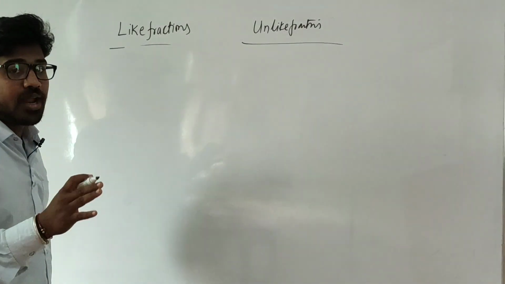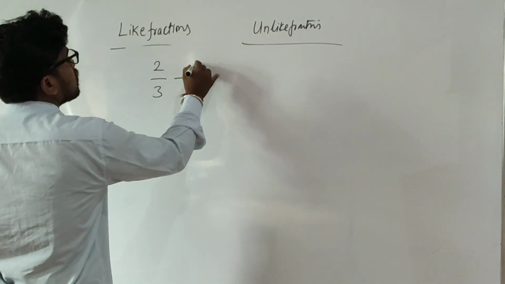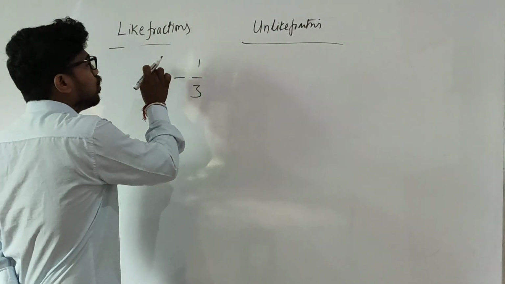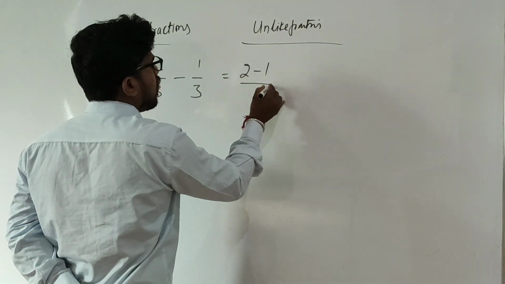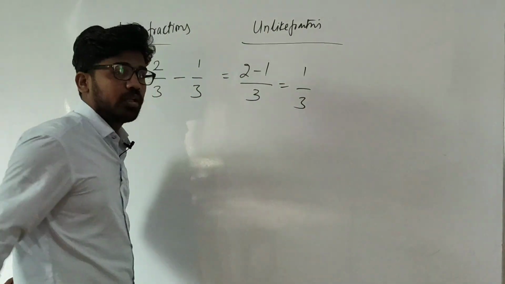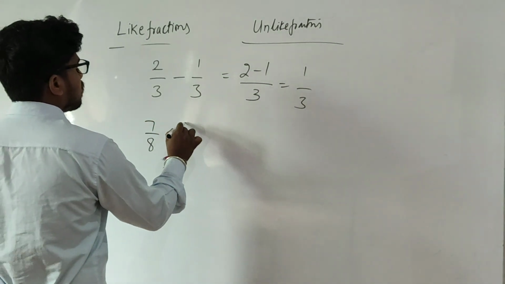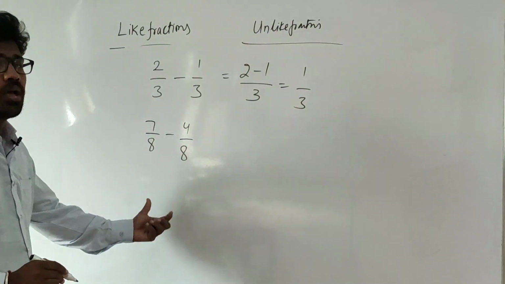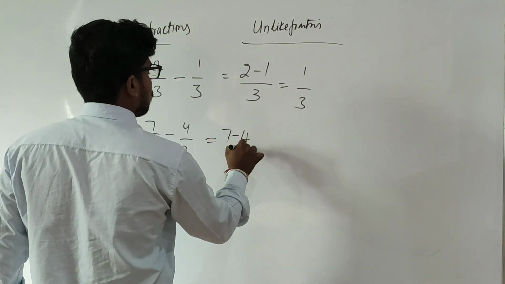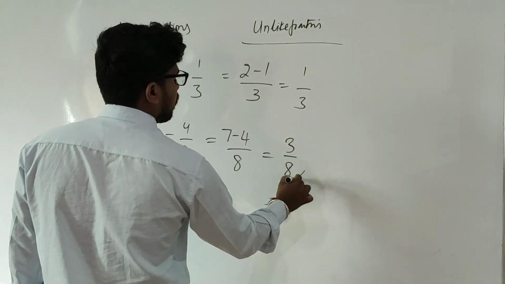Now subtracting like terms. Let us consider 2 by 3 minus 1 over 3. Here it is the same, the only difference is the minus symbol. 2 minus 1, divided by, we keep the denominator the same. 2 minus 1 is 1 by 3. That's it. Let us go further. 7 divided by 8 minus 4 divided by 8. Here the denominators are the same, it means they are like terms. So what we do is 7 minus 4 divided by 8. So this becomes 3 by 8.